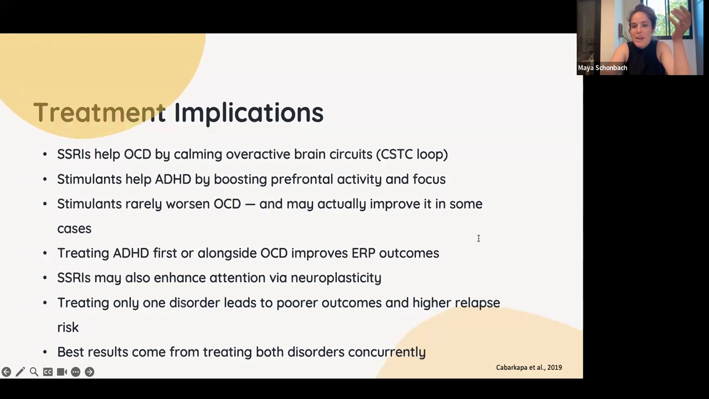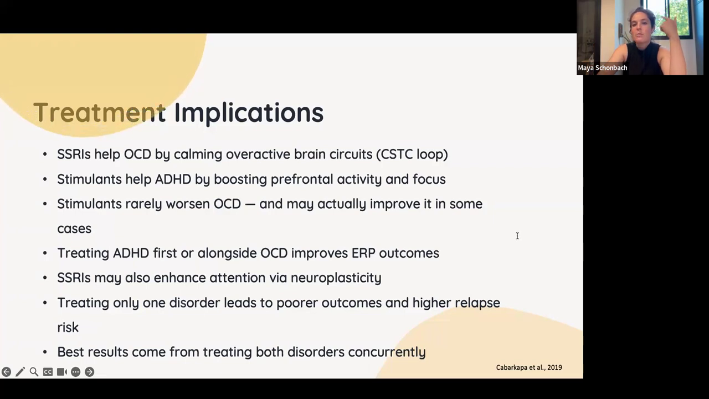So that's even better. That could be because when your attention improves, maybe you're better able to learn and apply your ERP skills. So maybe it depends if they're in treatment or not. And on the other hand, if ADHD is untreated, it's also been shown that it diminishes the response to ERP. So it's important to do both. I wrote that SSRIs could enhance attention via neuroplasticity, because there's research that shows that treating OCD with SSRIs and ERP works through the BDNF factor, a brain factor, and neuroplasticity in our brain, which is how our brain is able to change and form new connections in certain areas of the brain.